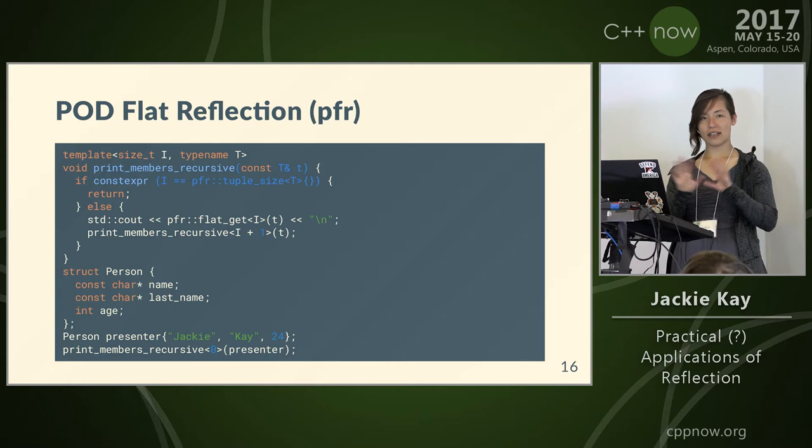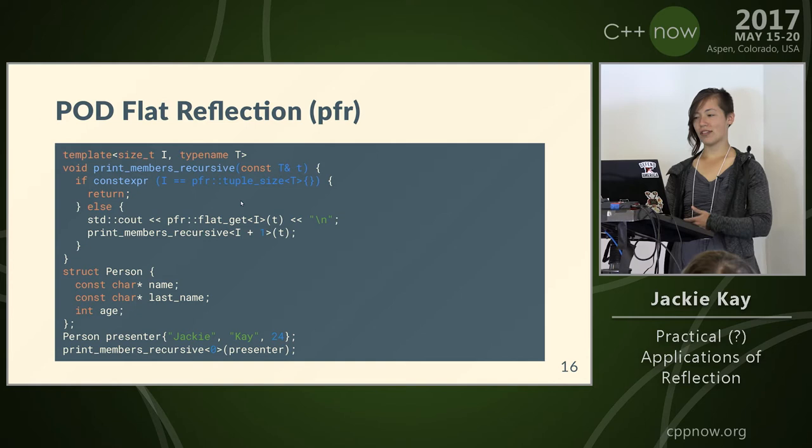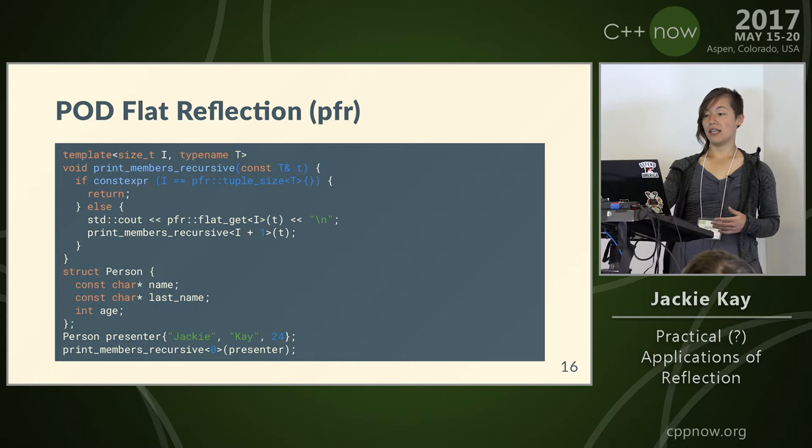And the caveat is it only works on POD types, plain old data types. You can't even use standard string. You have to use a const char star here to represent the strings in our person struct. This isn't using HANA, so I decided to write my own recursive for-each or print function for this, but it's how you'd achieve something similar. Another disadvantage is we don't have the names of the members here, unlike in the HANA example.